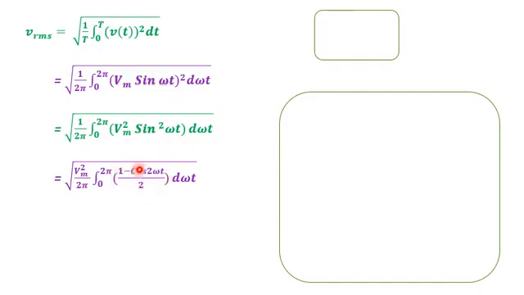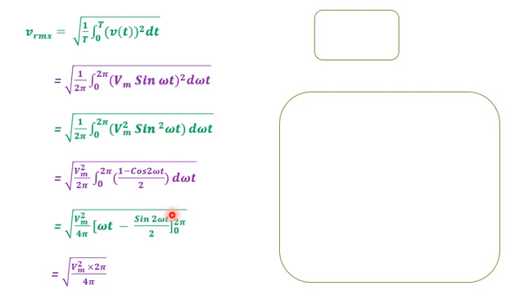So the integral of 1 minus cos 2 omega t by 2: the integral of 1 is omega t, and that of cos 2 omega t is sin 2 omega t. Substituting and applying the limits, we get Vrms equal to Vm by root 2, that is maximum value by root 2. So for a pure sine wave, the average value is 2 Vm by pi, whereas the RMS value is Vm by root 2.